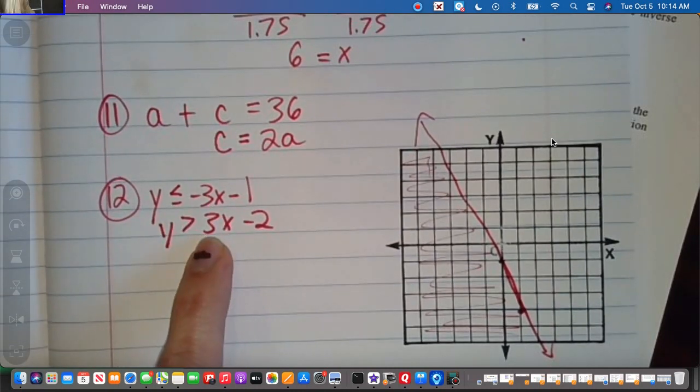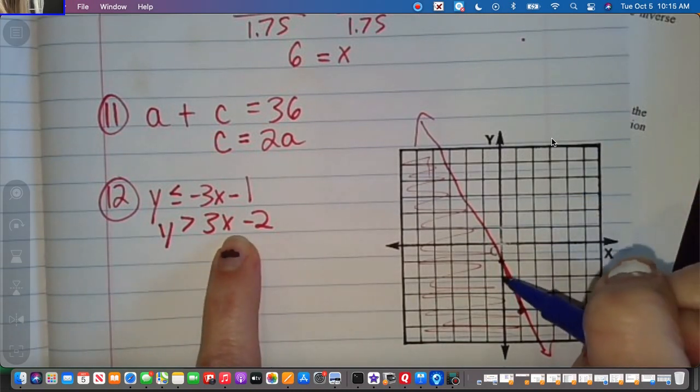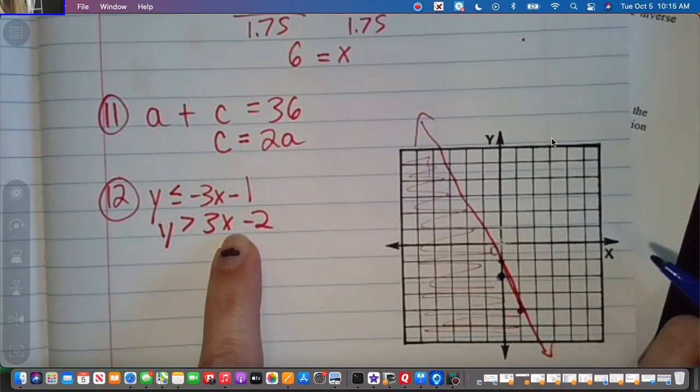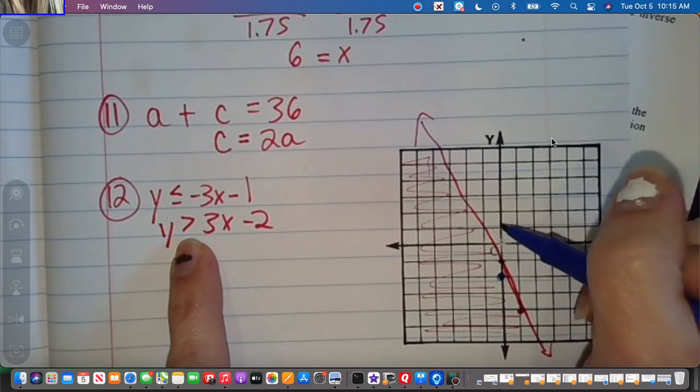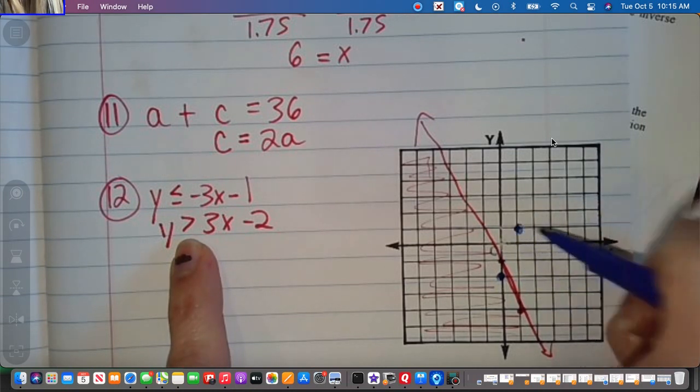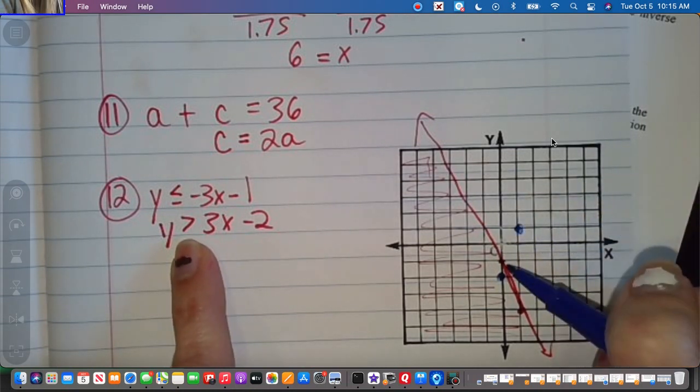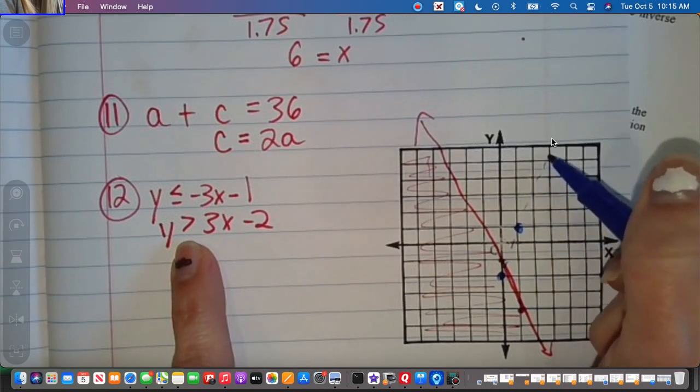So now, this one I'm going to do a different color. Our starting point is down 2. This is going to be a dotted line. I'm going to go down 2 and then up 3, up 3 and over 1. Question there. Okay, and it is a dotted line. I did solid. It's okay.